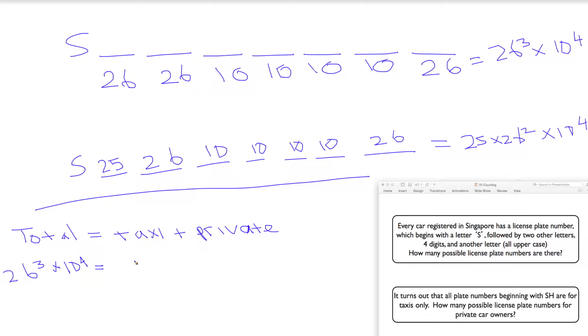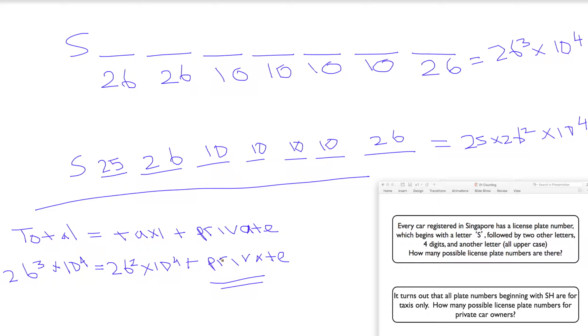plus the number of private cars. If you look at the number of taxis, a taxi plate starts with SH. So we only need to care about the other two letters and the 4 digits, which is 26 squared times 10 to the power of 4, plus the private cars. The rest is then how we compute the number of private cars, which is 26 to the power of 3 times 10 to the power of 4 minus 26 squared times 10 to the power of 4.